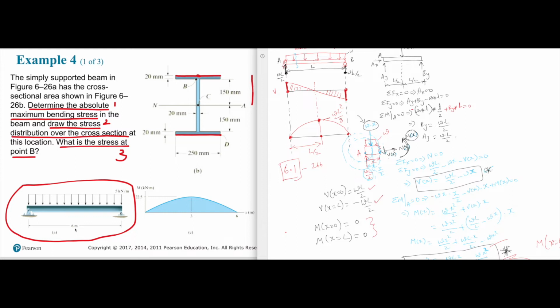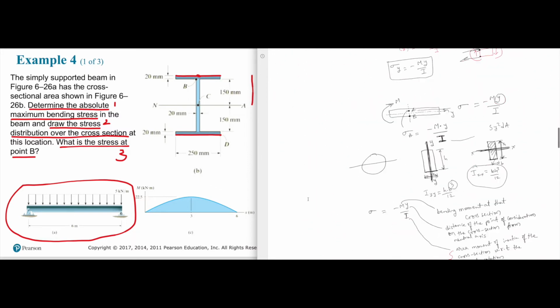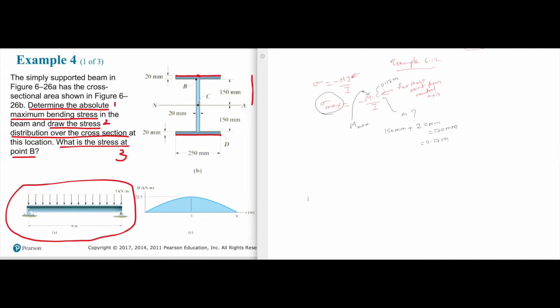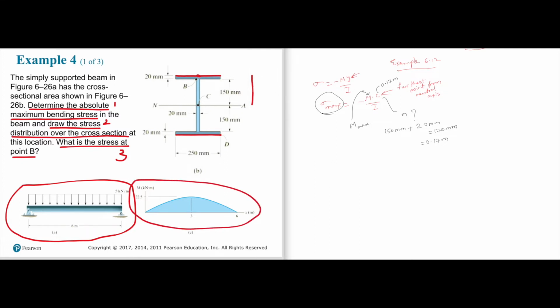5 times 6 square over 8, I'm doing it on my calculator. I got 22.5. And it is occurring at L over 2, which is at 3. So you have to develop your ability to draw bending moment diagrams, because in the exam I will not be giving you this picture. You have to draw this. This is the bending moment diagram. So the M max here is 22.5 kilonewton meter.